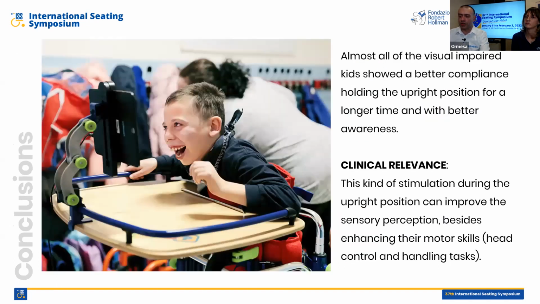So what are the conclusions? Almost all of the visually impaired kids showed a better compliance, holding the upright position for a longer time and with a better awareness. And about the clinical relevance, this kind of stimulation during the upright position can improve the sensory perception besides enhancing their motor skills, like, for example, the head control and the handling task.